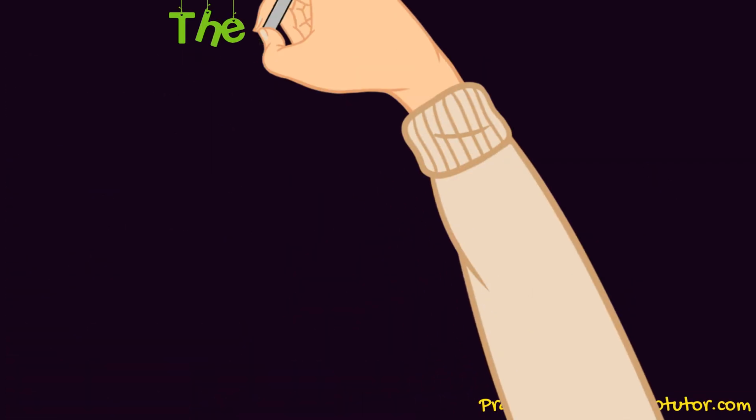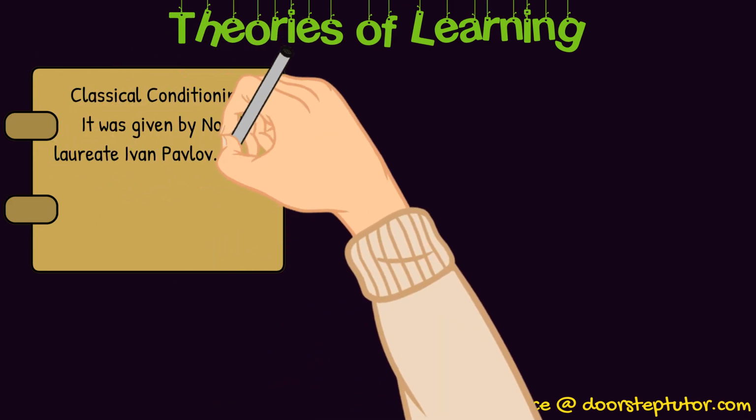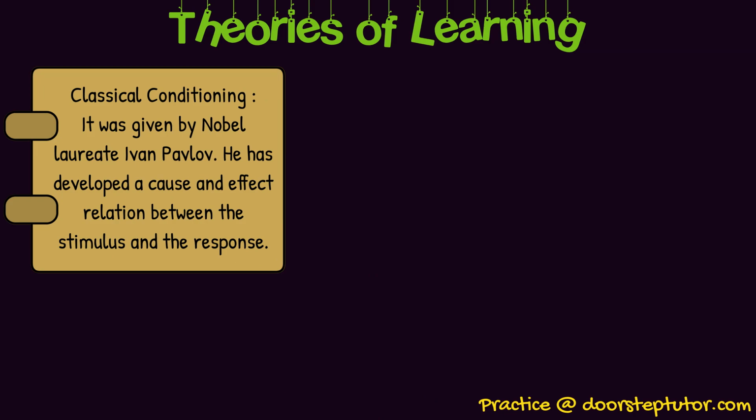Now let us discuss the various theories of learning. See, the first theory is classical conditioning. It was given by Nobel laureate Ivan Pavlov. Basically, this theory is based on a cause and effect relation between the stimulus, which is something that motivates us to do something, and the response. He performed this experiment on a dog, and developed a cause and effect relation between the food that the dog got, and the response, which was in the form of barking or the saliva that the dog produced every time he saw the food.